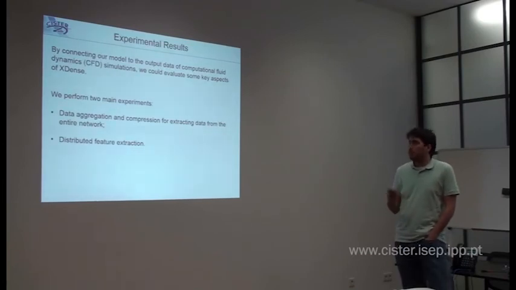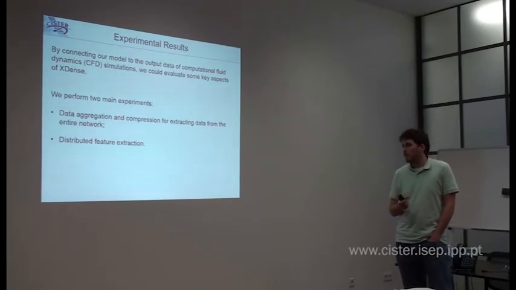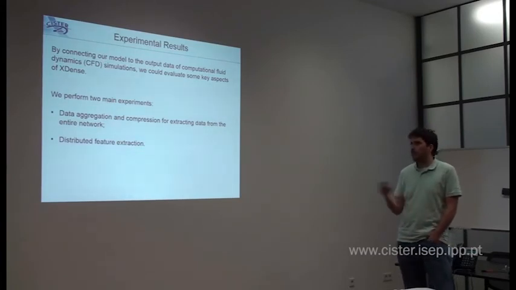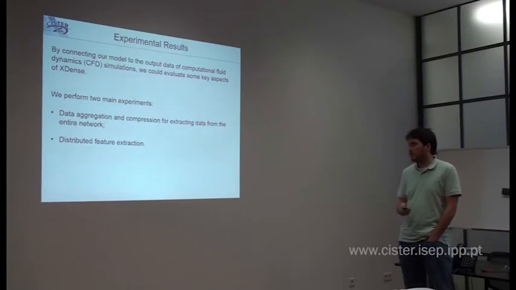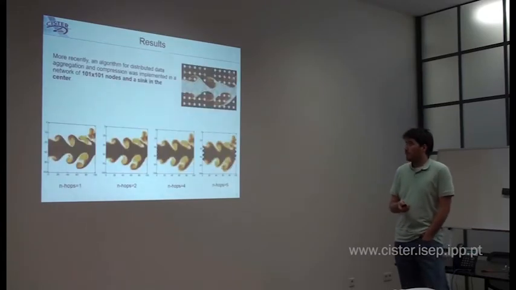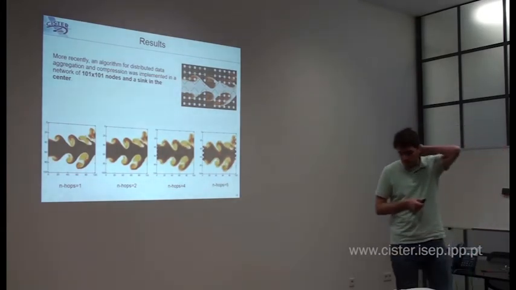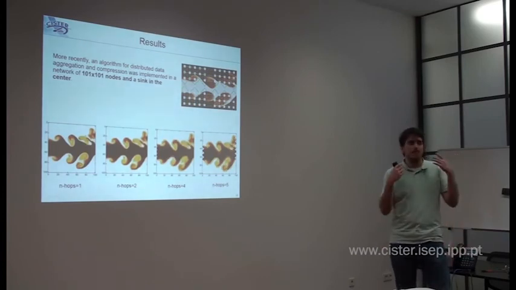I will show the results we have achieved so far, which are mainly two. First, data aggregation and compression on network, and distributed feature extraction or edge detection. What we thought was, if you have a sensor network, you first want to get data from all the sensors.